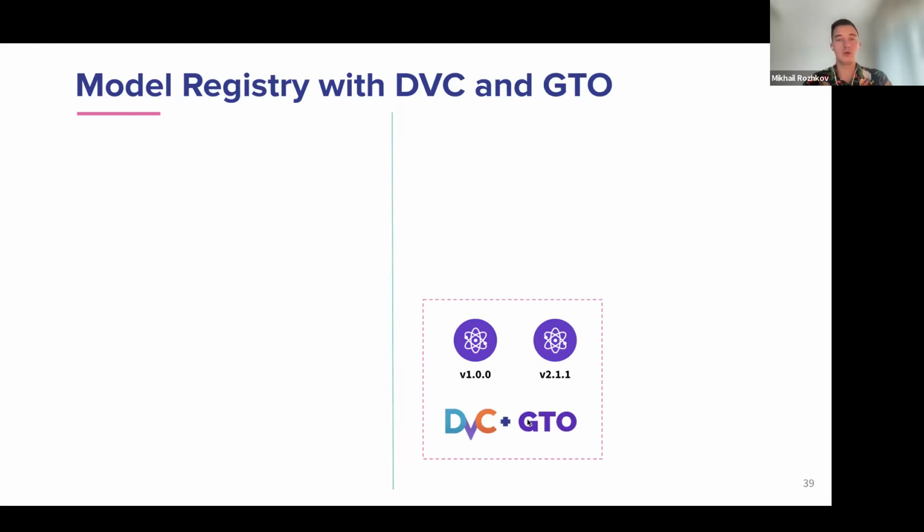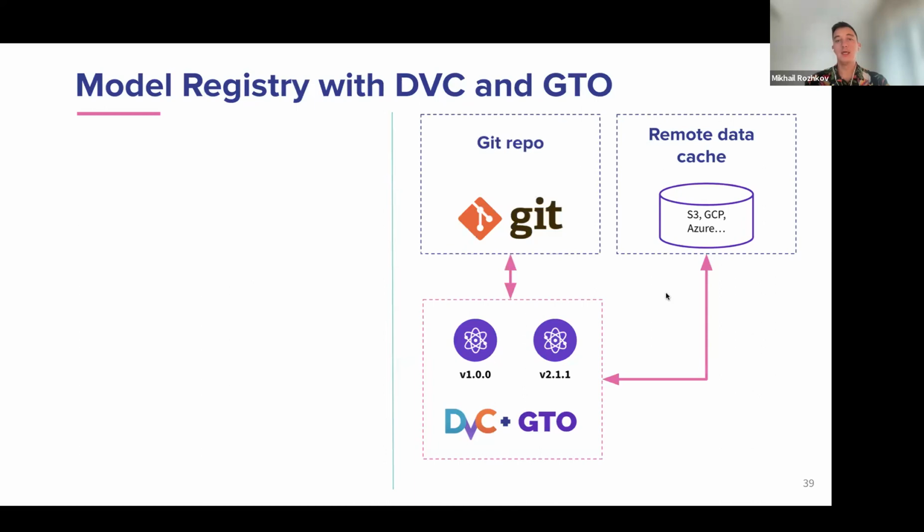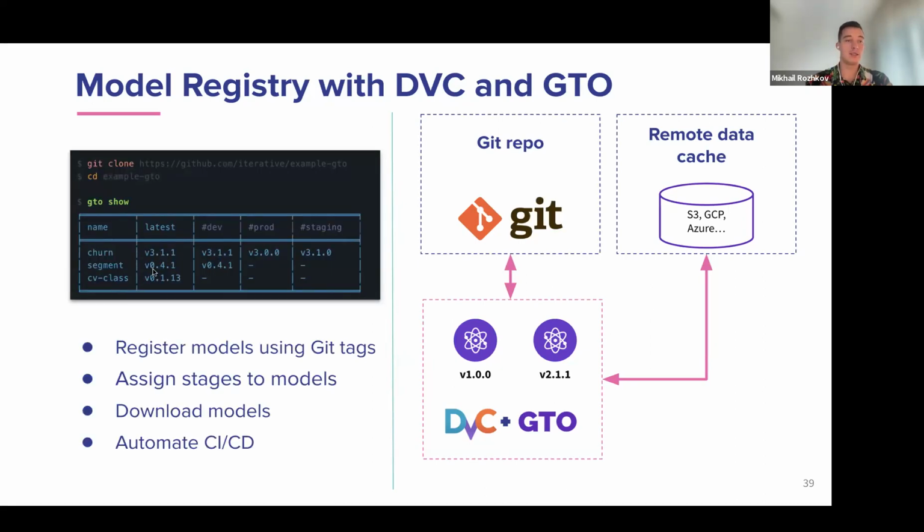The tool is called GTO, or Git Tags Operations, and we use it to create specific Git tags for the models. It works like this: you have the model file that is tracked with DVC, and we save that file into the remote data storage, and we keep metadata in our Git repository, and everything's fine. And GTO just adds some specific tags that help simplify managing the stages of your models.